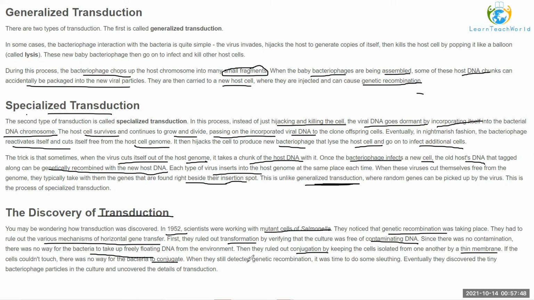So when they still couldn't find anything and still detected genetic recombination, this was the time they found out there were bacteriophage particles in the culture which were conducting the transduction.